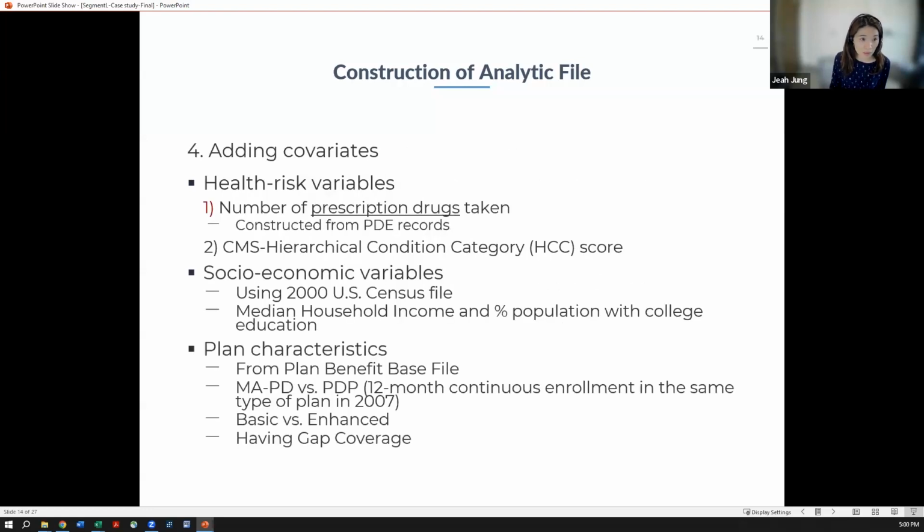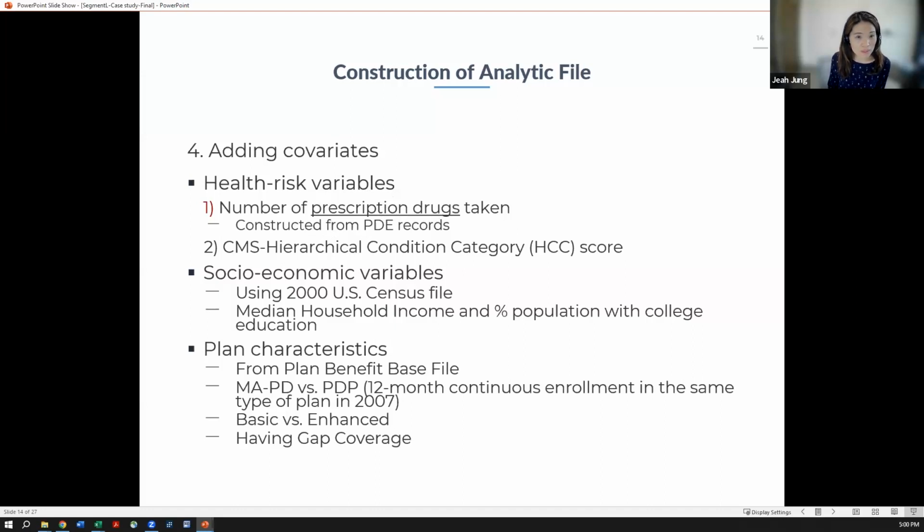And then next we began to add covariates. So the first covariate: now we have only PDE data. Think about it, I don't have any condition information. How can I measure health risk? Sometimes we use a lot of condition indicators, or you may want to construct a Charlson score or something, but we don't. We have only PDE data. So we wanted to get this variable, the number of prescription drugs taken. In other words, the more drugs you are on, the sicker you likely are.